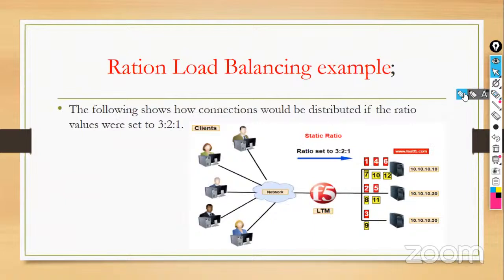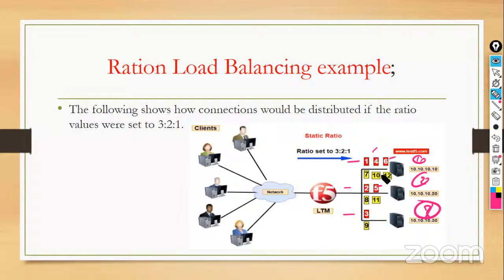In the ratio, you see, we configured the ratio at 3 to 1, right? So your first request comes to the first server, your second request comes to the second server, and the third comes to the third server. Now the fourth request comes to the first server, the fifth request comes to the second server, but your sixth request does not come to the third server, right? Your sixth request comes to the first server, right?